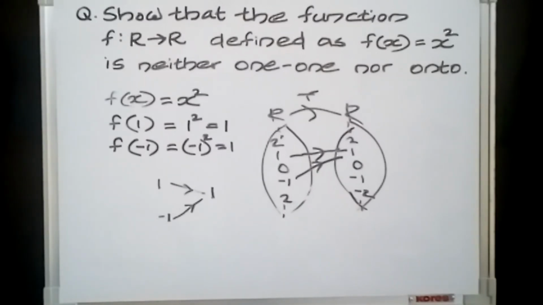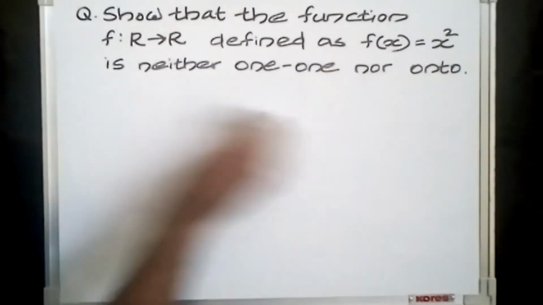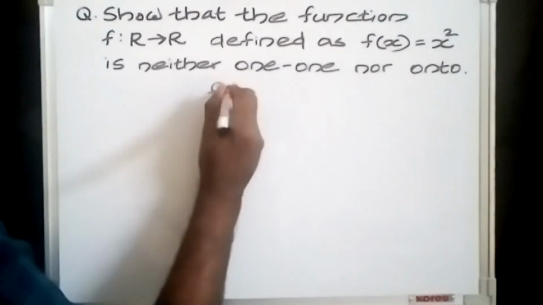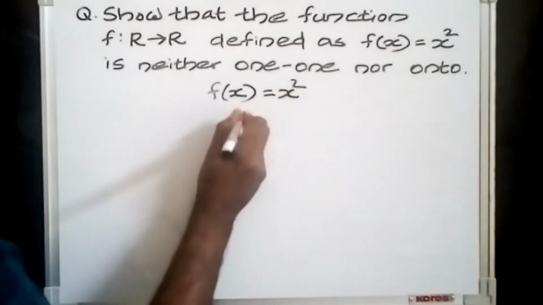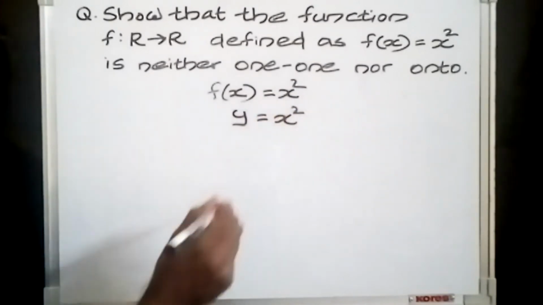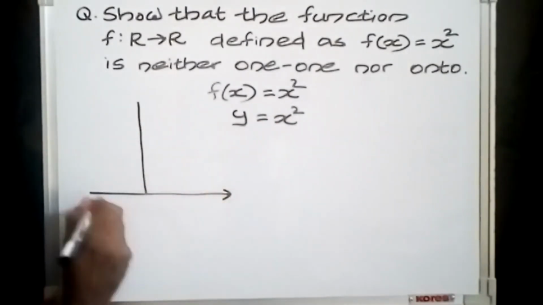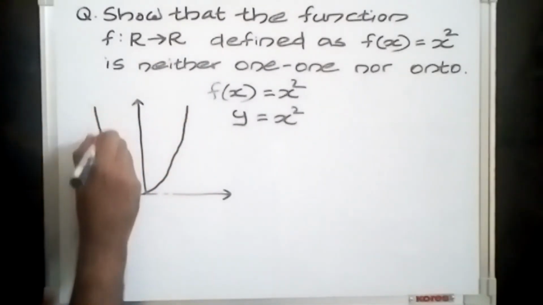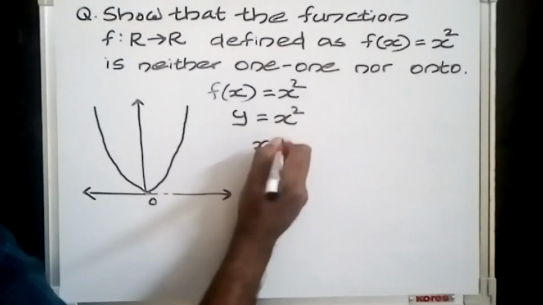Now let us give a graphical interpretation of the problem. The function is f of x equal to x square, or y equal to x square. You have drawn the graph of this function last year. It is a parabola. It was drawn by giving some values for x and y.